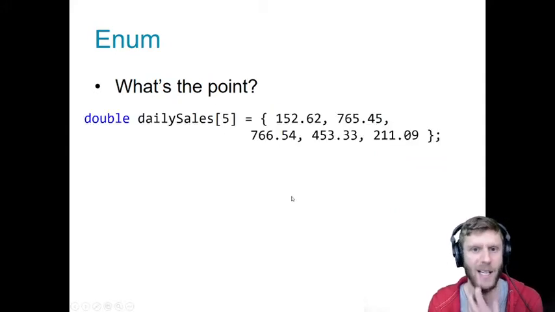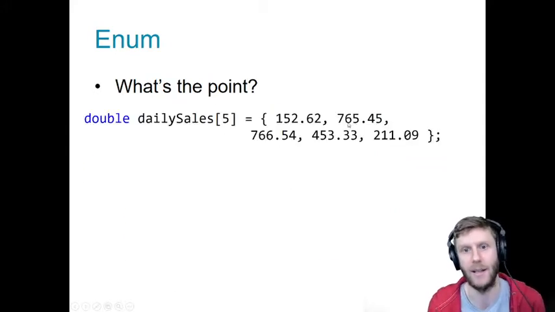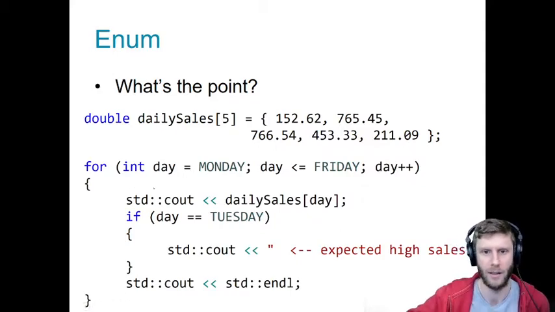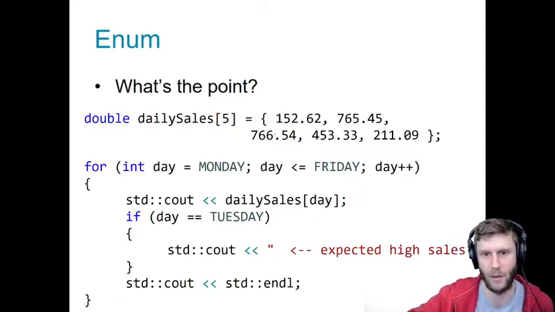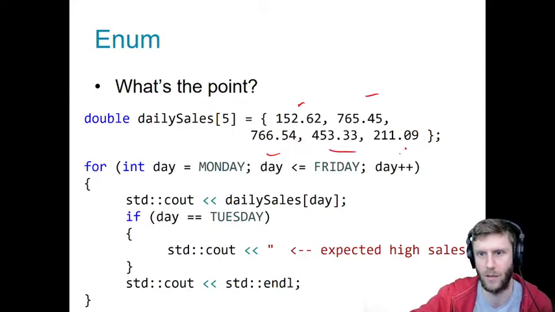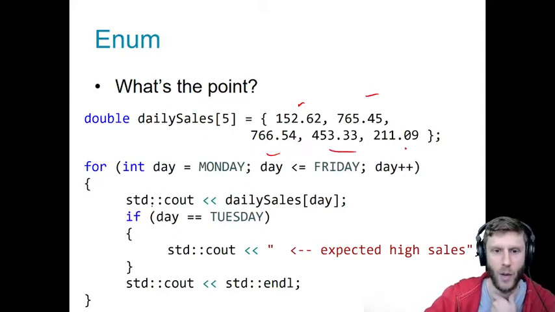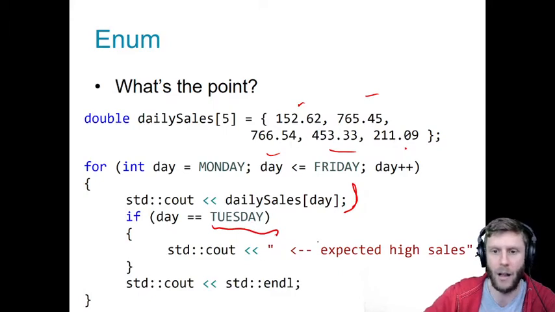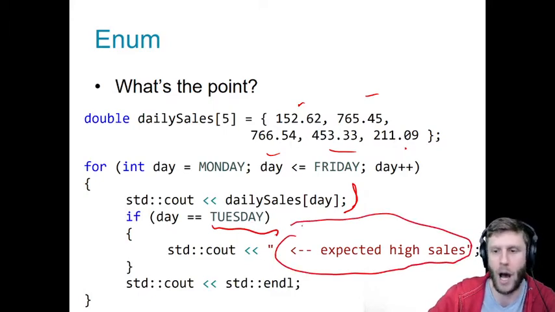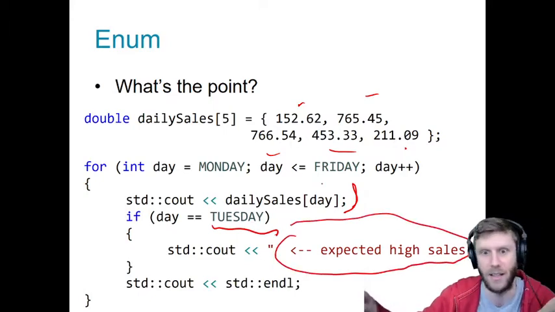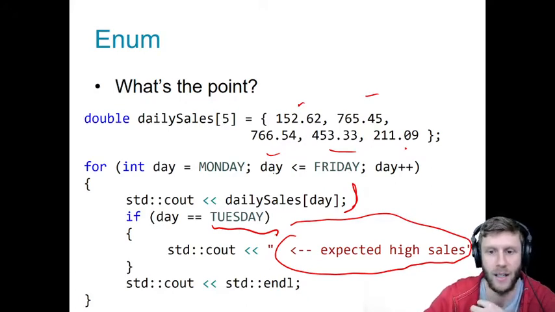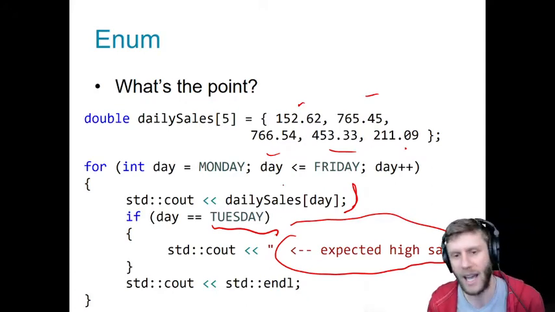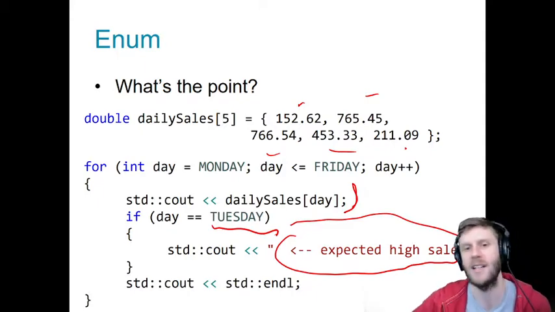So what's the point? Well, let's say I had something like daily sales. Same idea as the previous slide. I've got an array of daily sales, 1, 2, 3, 4, 5. Maybe my loop is designed to print out the daily sales, and if the day happens to be Tuesday, put this extra note that maybe I expect high sales, because on Tuesdays I just have high sales. Otherwise just keep printing out the other stuff. Again, a contrived example, but here's an example of where it works.